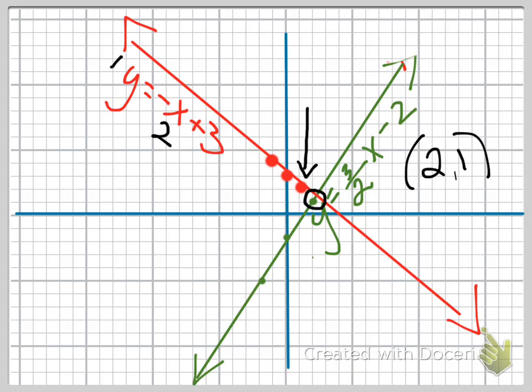Well, a negative 2 and a 3 is a positive 1. 1 on both sides. Do the same thing over here. If this had been a 2, and this had been a 1, 3 halves times 2 is actually 3, minus 2 is a negative 1.